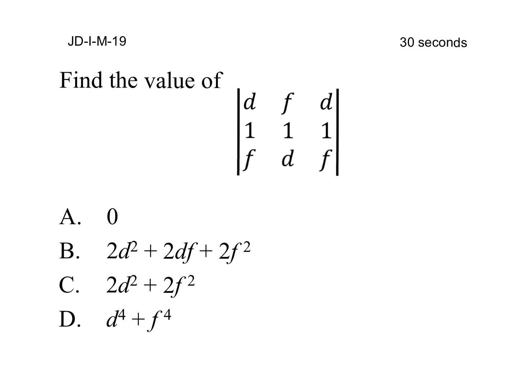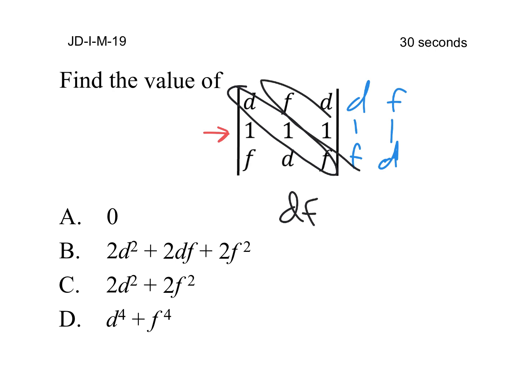19, they want us to find the value of this matrix. Note that all these are 1s in the middle here. There's something to be said about that. So if we tried to do this shortcut method and we wrote the first 2 rows again, we can start with looking at our diagonals. Multiply those, that would be df. Multiply these would be f squared. Multiply these, d times d would be d squared.